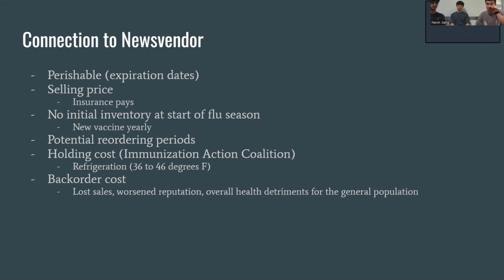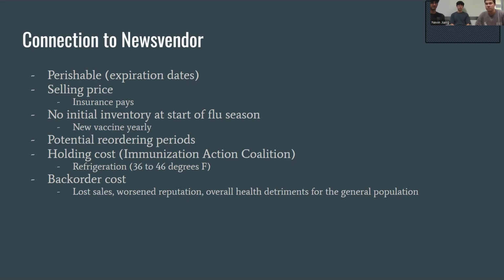There's no initial inventory at the start of the flu season because, like I said, there's new flu vaccines each year. So there's going to be a fresh ordering period there, which is when we're going to be able to use a lot of these news vendor problem ideas to figure out how much to order. But then there also will be reordering periods throughout that year where we'll also have to decide, based on the amount of inventory that we have, how much we should order.